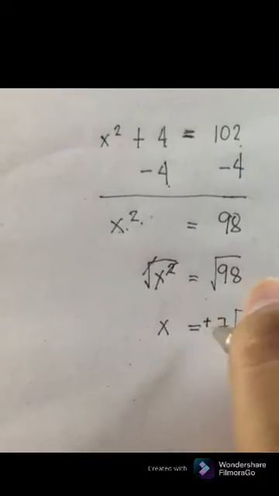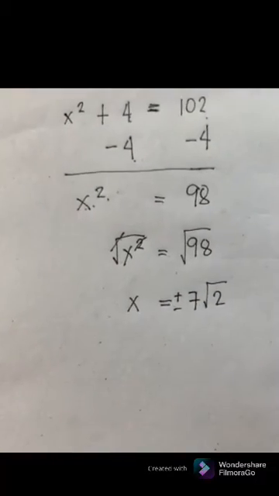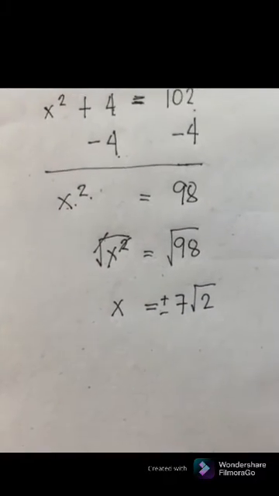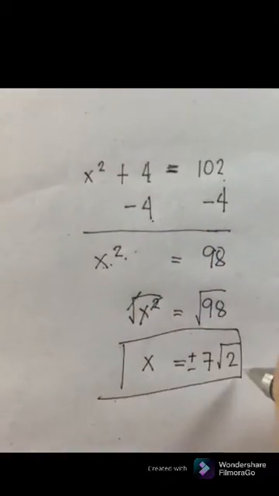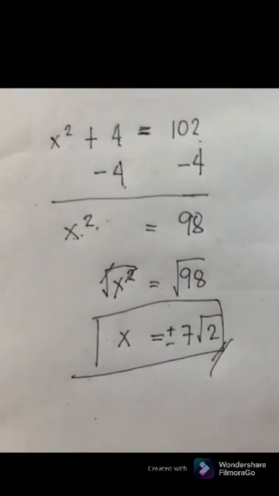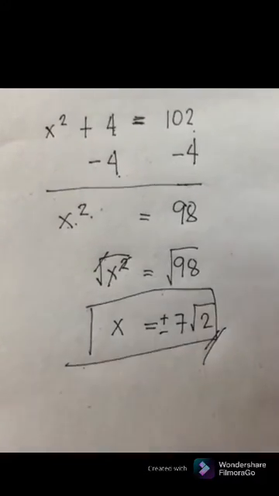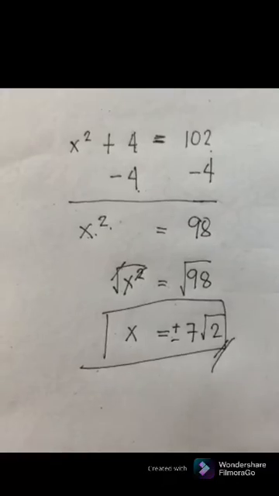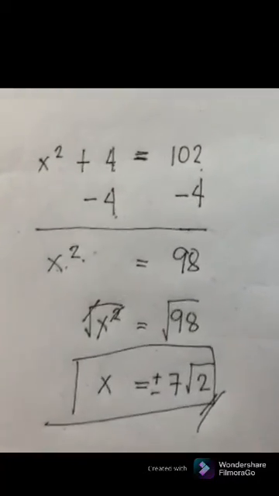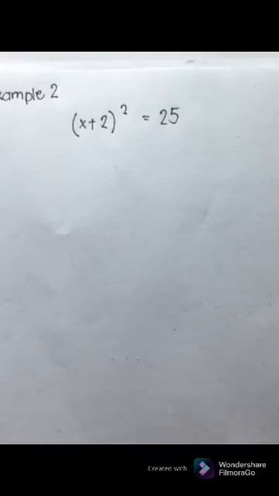That is actually positive, negative 7 square root of 2. Okay, so that means that is our answer. The value of x here in x squared plus 4 equals 102 is positive, negative 7 square root of 2.